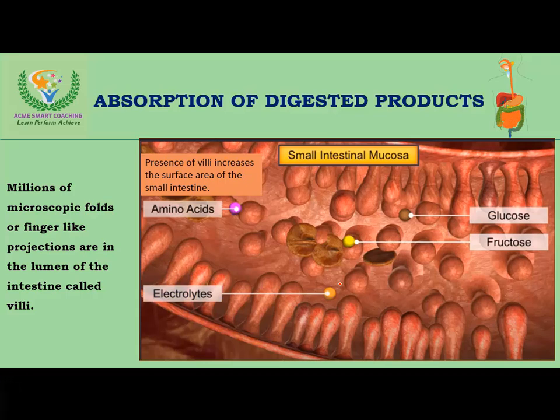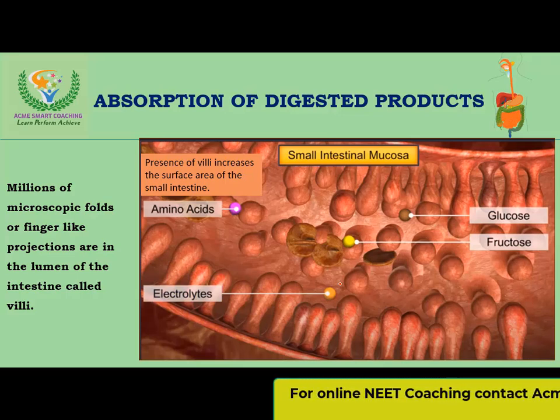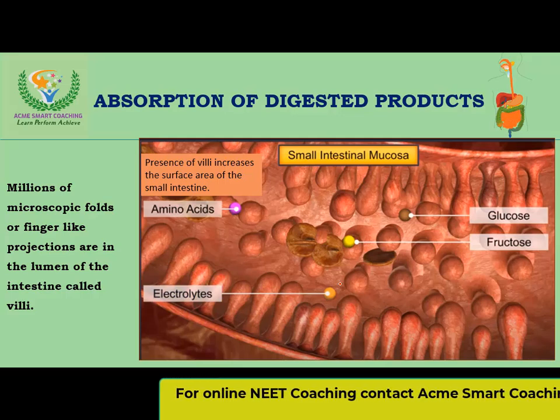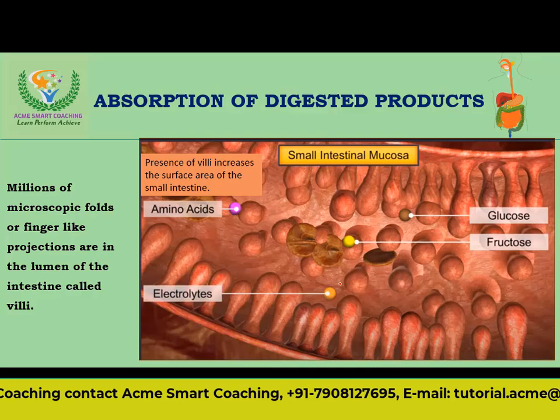The millions of microscopic folds or finger-like projections found in the lumen of the intestine are called villi. These are responsible for the absorption of glucose, fructose, amino acids and electrolytes. The villi are mainly responsible for increasing the surface area of the small intestine and absorption of digested food material.